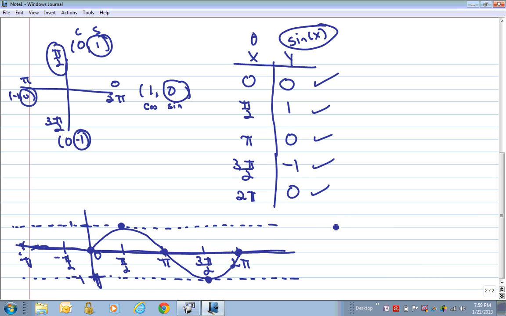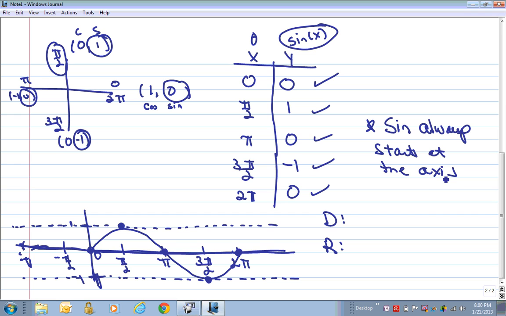One thing I want you to note, we want to talk about our domain and our range. And I also want you to notice something really important: our sine graph always starts at the axis. Not necessarily at 0, but it's going to start along the axis somewhere. It could shift left or right, therefore we may not have a point at 0. It could shift over 1, but it would always start on the axis. And that's in comparison to cosine graphs in a minute, which always start somewhere else.